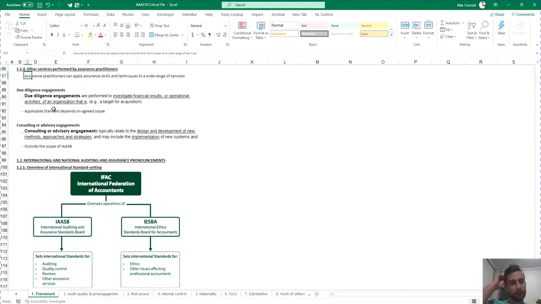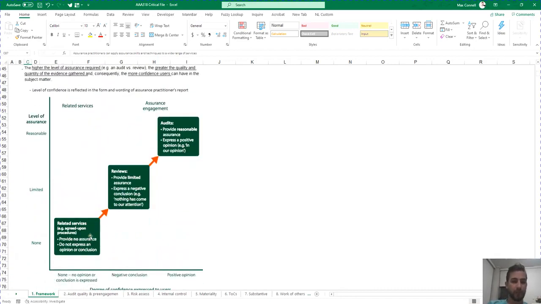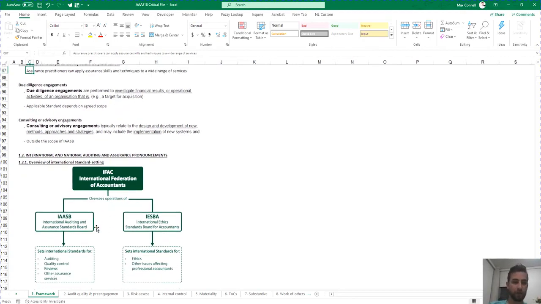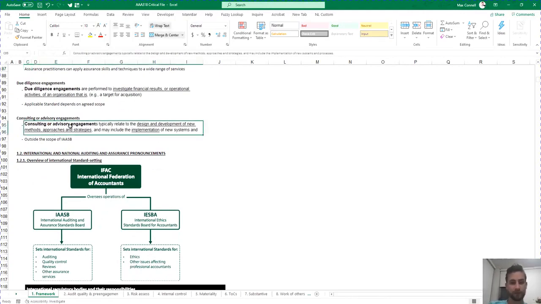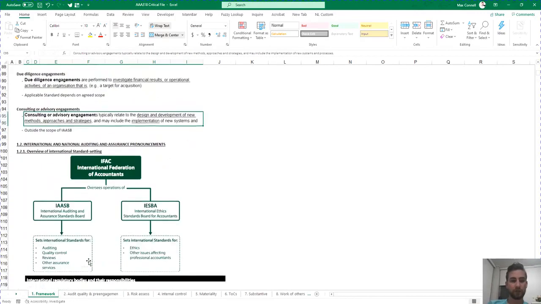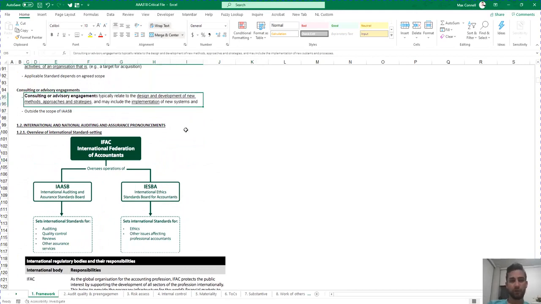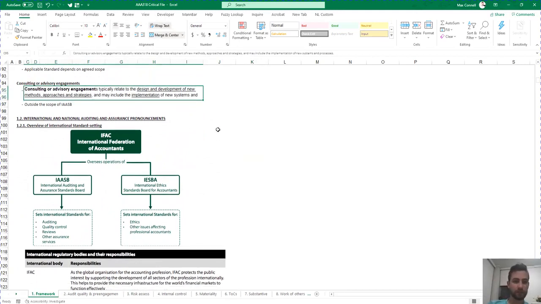Okay, now another type of engagement is due diligence engagements, and this is probably in the category of related services. It's basically an engagement where an accounting firm is engaged to investigate the financial results or operational activities of an organization. Commonly, it's a target for acquisition, and you'll do due diligence on a company that you're looking to buy. Consulting or advisory engagements, again within this category of related services, are basically one-off tasks. They typically relate to the design and development of new methods, approaches, and strategies, and may include the implementation of new systems, etc.